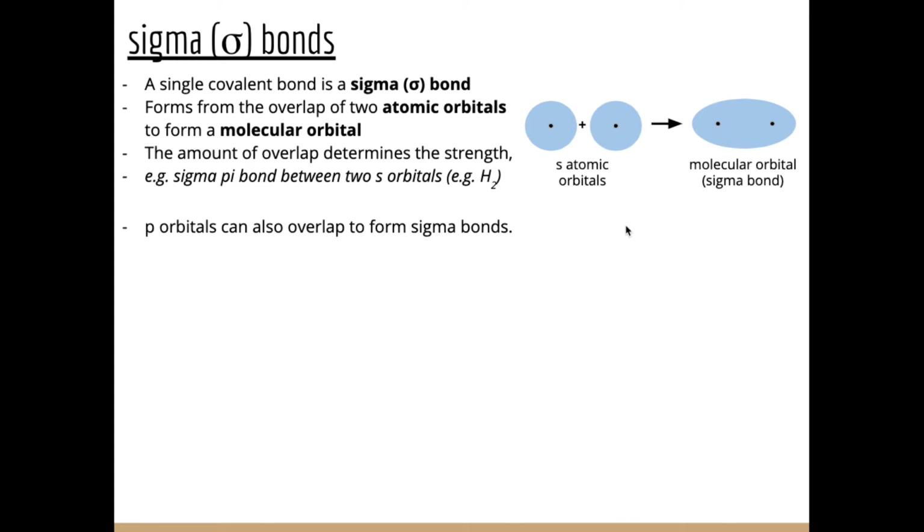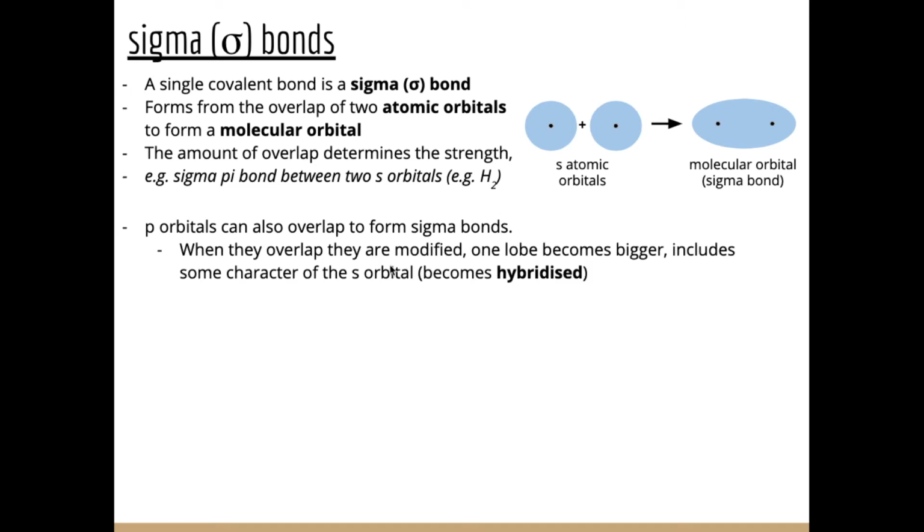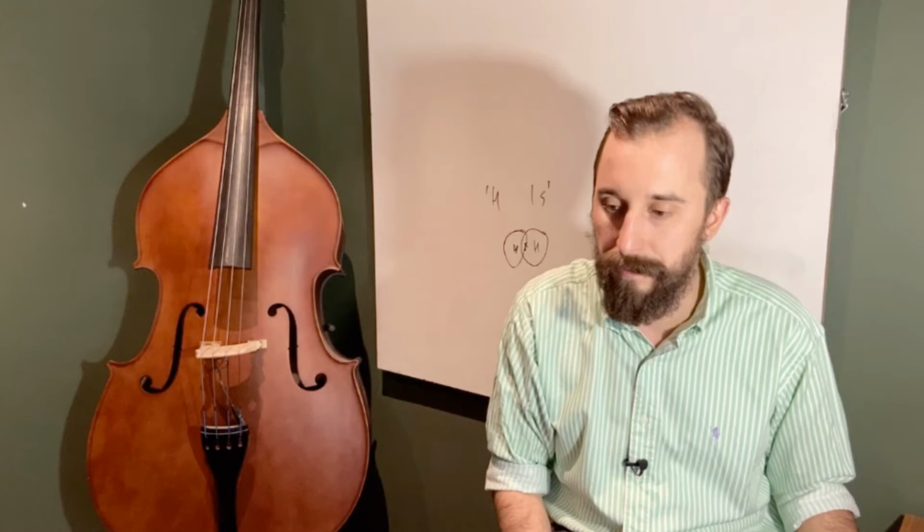However, the sigma bonds, even though they're called sigma bonds after the Greek letter for S, they can form between other types of orbitals as well. P orbitals can also overlap to form sigma bonds. When they overlap, they are modified. One lobe becomes bigger, includes some character of the s orbital, and this is this idea of hybridization. They become hybridized. We're going to look at what that means in the next slide. For now, we're just going to look at an example of a p orbital overlapping with an s orbital.